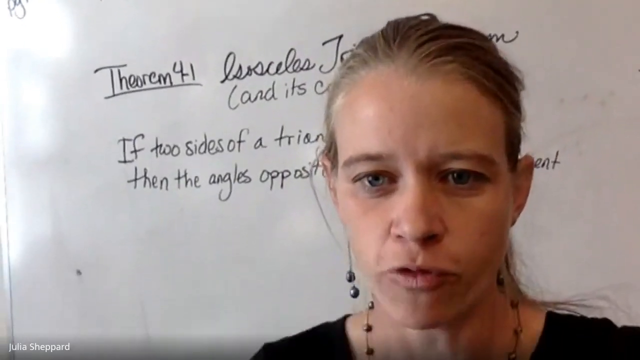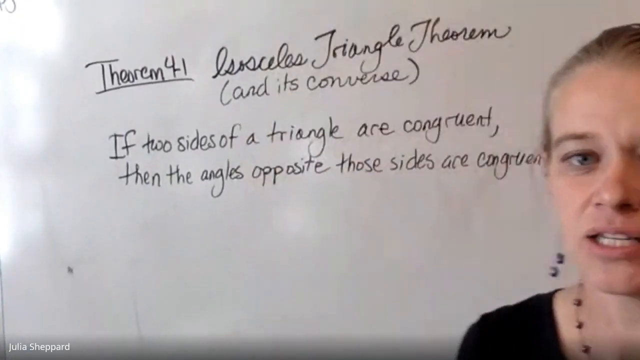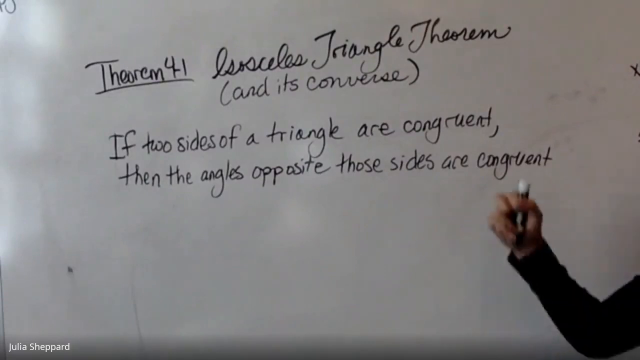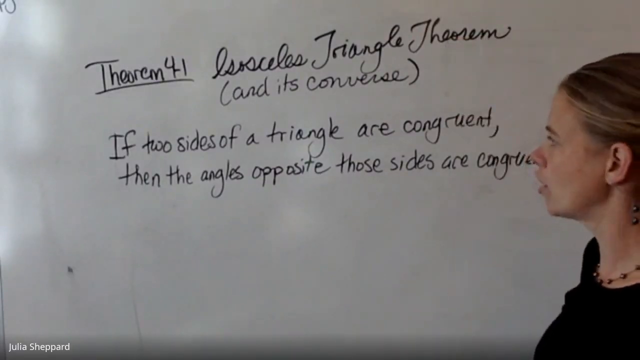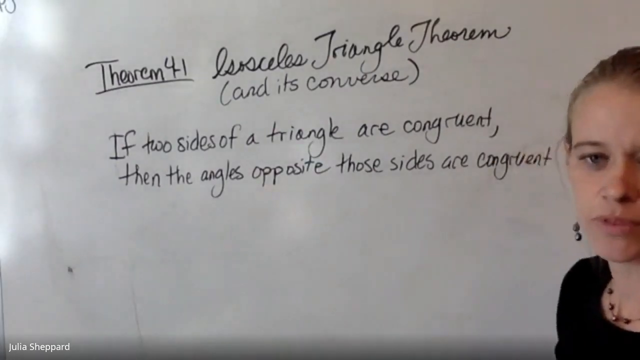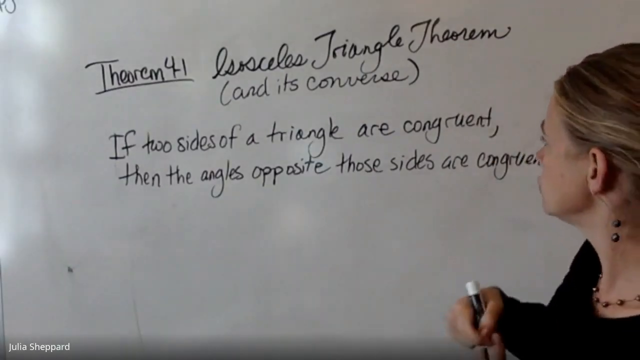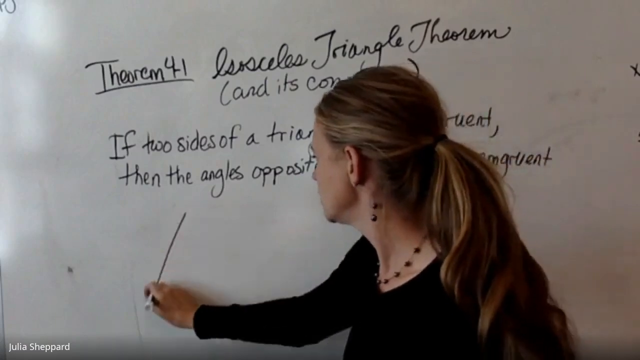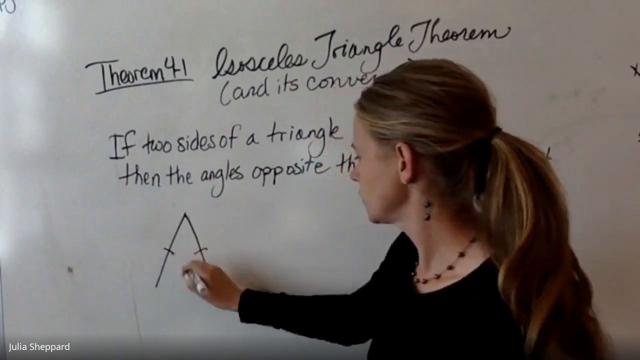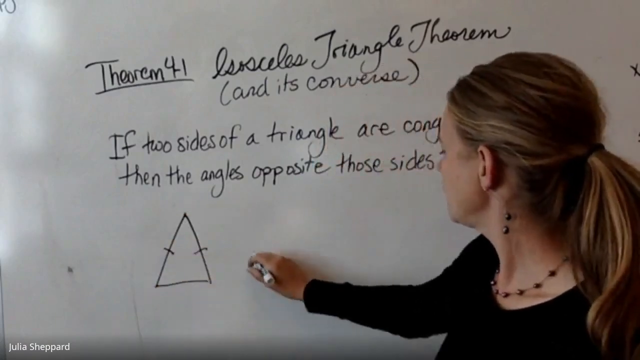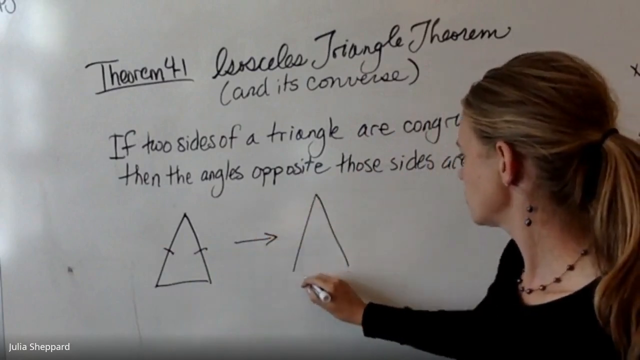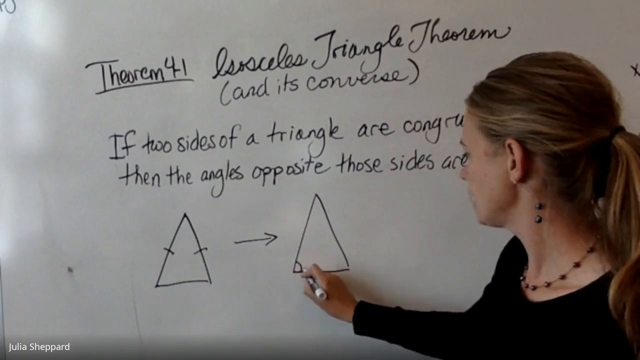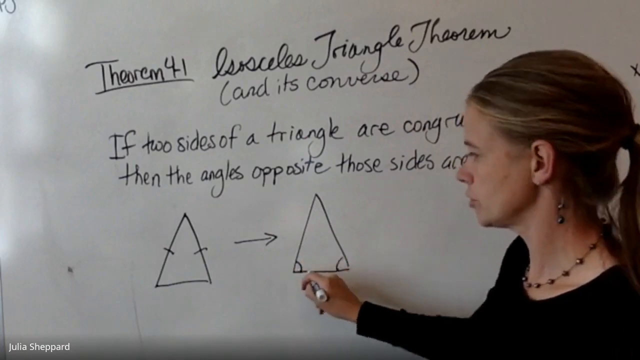So our first theorem is 4.1. It's called the isosceles triangle theorem, and they're giving you a bonus, 2 for 1. You have 2 theorems in one, because we're going to do the converse also. We're going to consider it the same theorem. So it says, if 2 sides of a triangle are congruent, then the angles opposite those sides are congruent. So if I have that triangle, then I have these two angles are congruent.